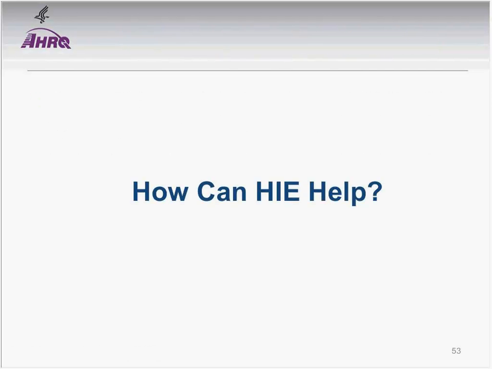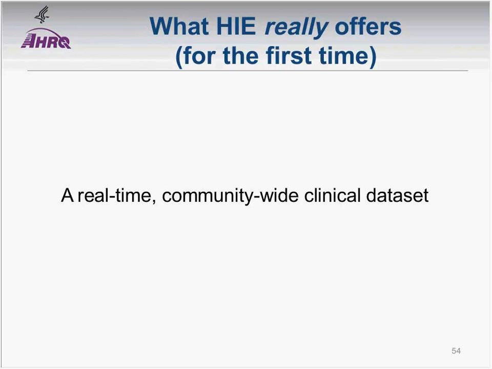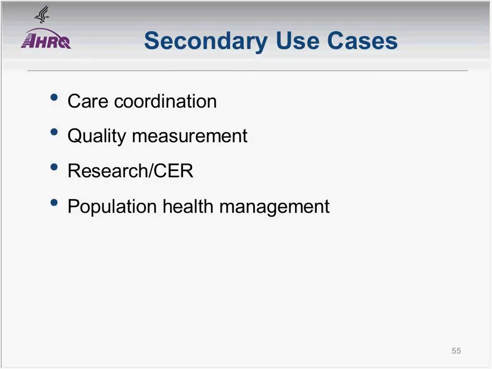So how can health information exchange help, and what is HIE really offering for the first time? It's a real-time community-wide data set. We've had for a long time administrative data sets and claims-based data that allow us to look across provider organizations, but those often come with long lag times, or they use sampling methodologies, so they don't really lend themselves well to putting in place real-time clinical interventions based on the data that crosses organizations. And this really lends itself to secondary use cases, things like care coordination, quality measurement, research, population health management, and predictive modeling.